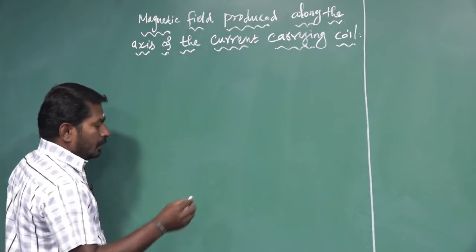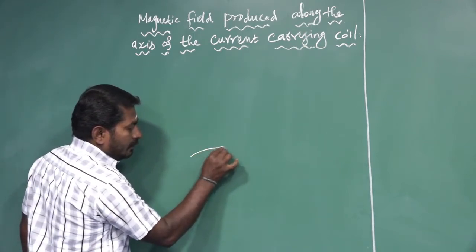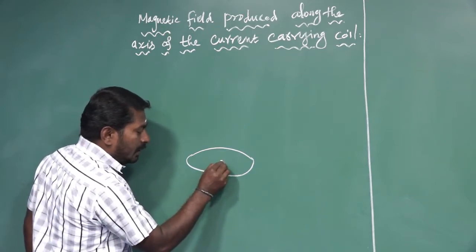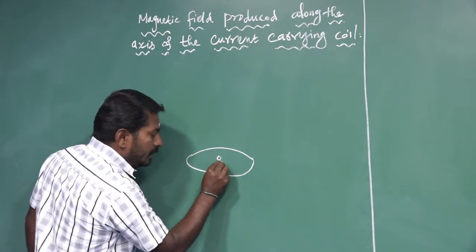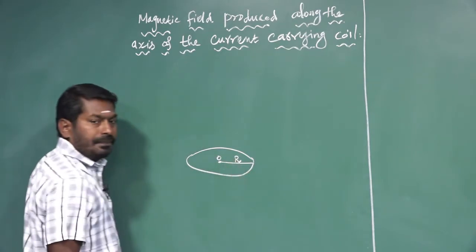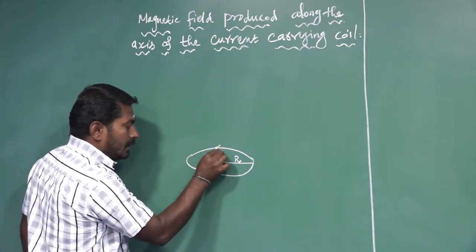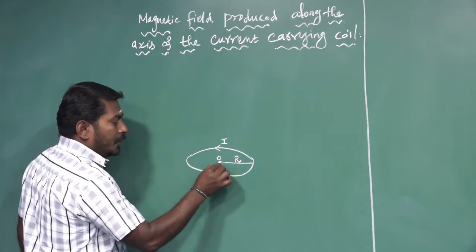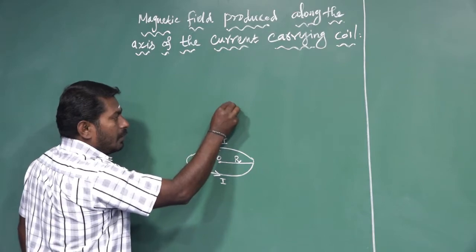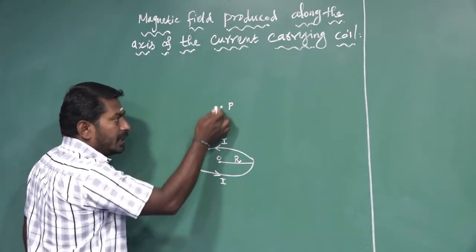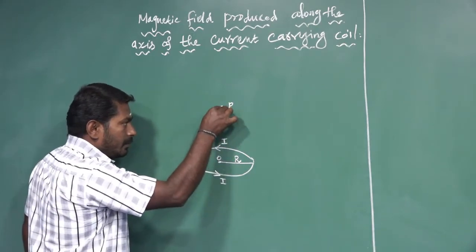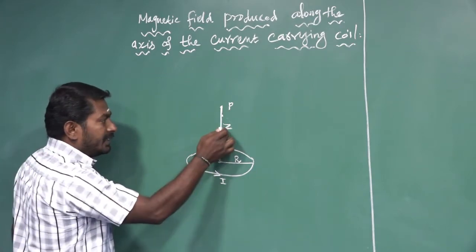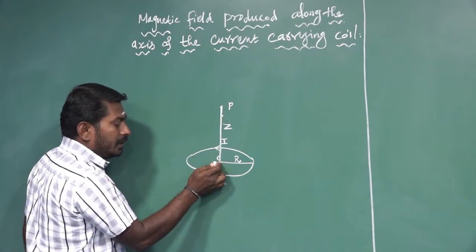Let me consider one circular coil. The center of the circular coil is O, and the radius of the circular loop is R. The circular loop carries a current I. Let me assume one point P, along the axis of the circular coil carrying current I. Z is the distance of the point P from the center of the circular coil.